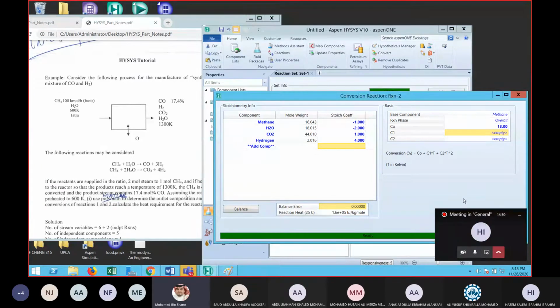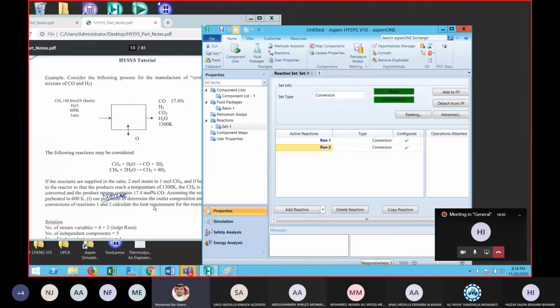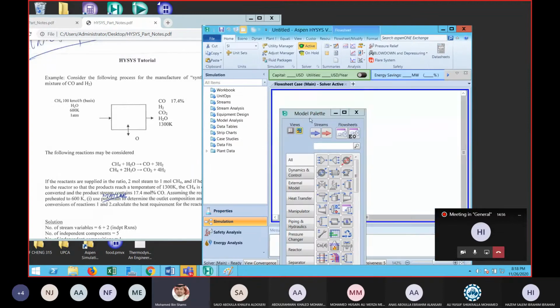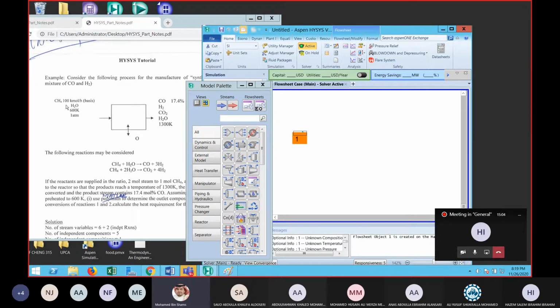Okay. So notice right away the reaction is added because I have already added the thermodynamics package. So now the two reactions have been defined. And now I can move to the simulation. So we have our feed. As you can see in the drawing, the feed has methane and water. Okay, so we have basically two streams.